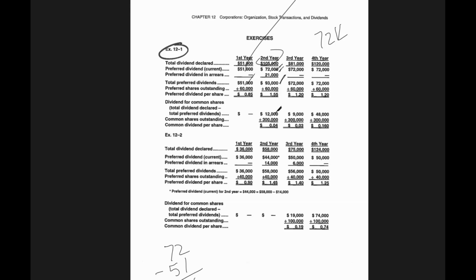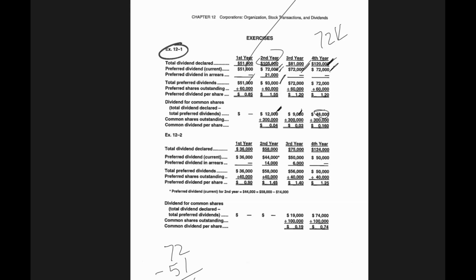Year 3, there's 81,000, so of course 72 is taken care of. The rest, 9, goes to common. Year 4, there's 120 grand, so again, no problems. We got preferred taken care of. The excess, 48, will go to the common.